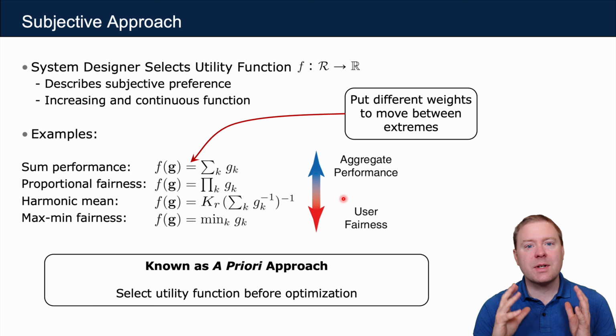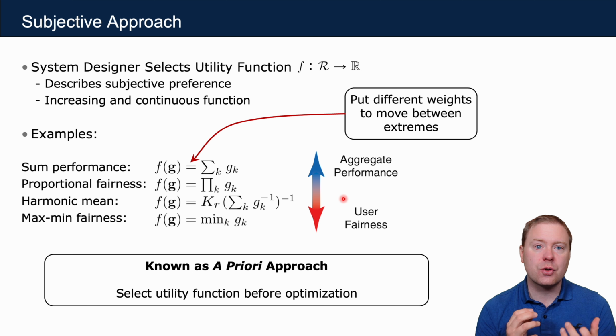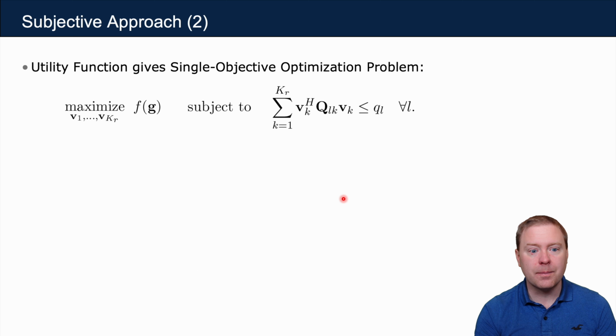The concept of selecting a utility function to handle a multi-objective optimization problem is known as the a priori approach, because we are selecting the utility function before we even start trying to do any optimization at all. And in this way, we are now creating a single objective optimization problem, because we would like to select our beamforming vectors to maximize our utility function. So G here is the performance of the different users, subject to our power constraints.